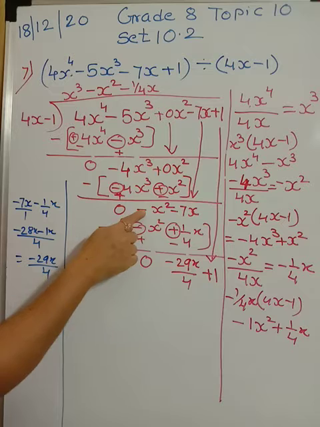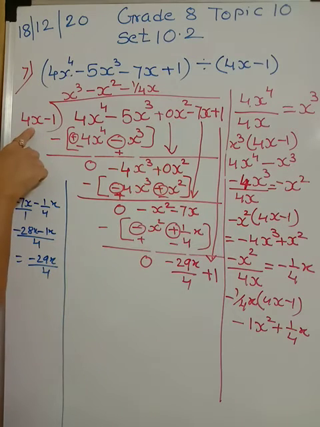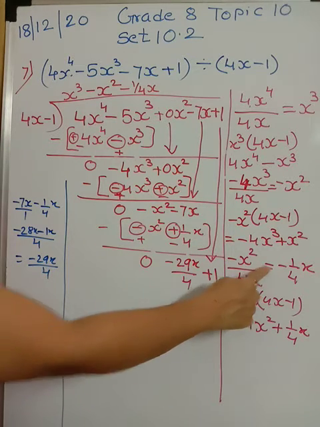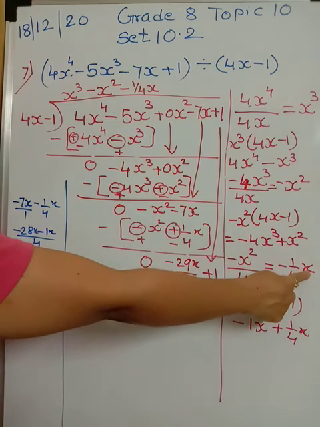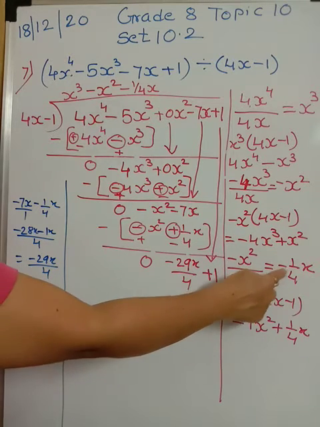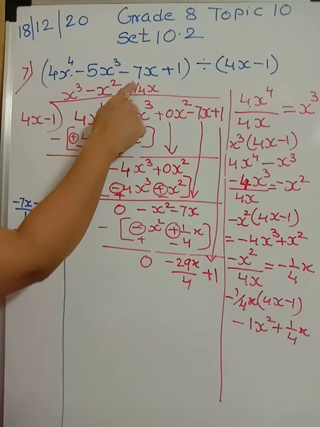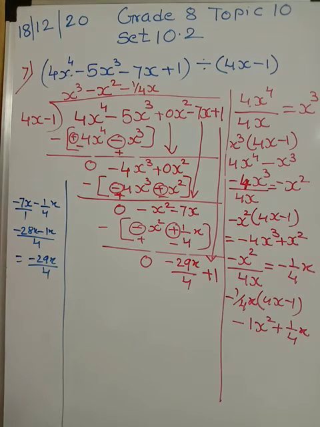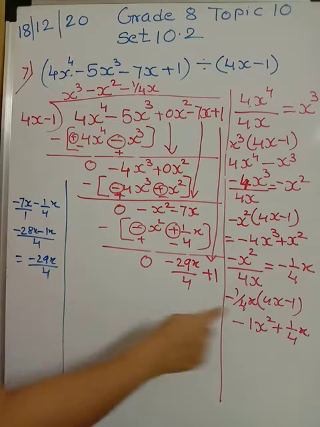Now again minus x square you are dividing with 4x. So what you are going to get? 1x will cancel. So 1x is remaining. Minus sign as it is. But this is 1 upon 4. So you get minus 1 upon 4x. Minus 1 upon 4x. This is your quotient now. Third term of the quotient.